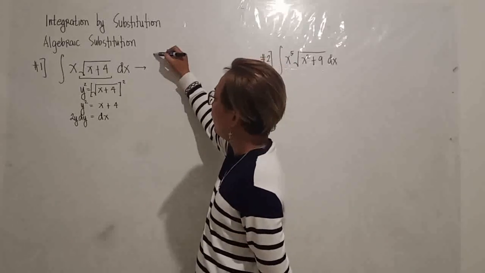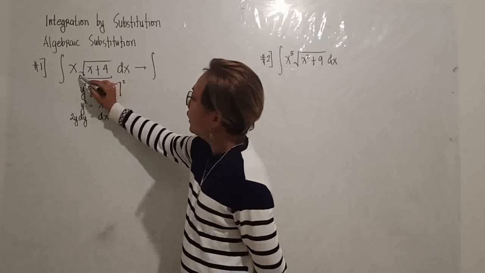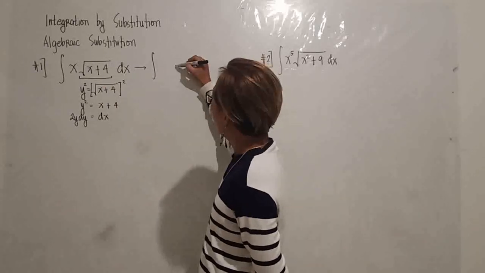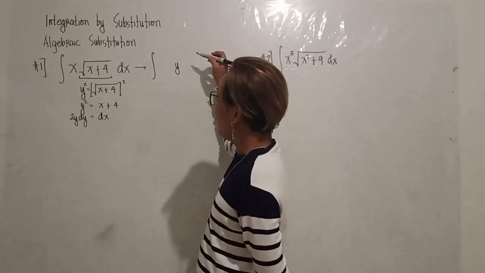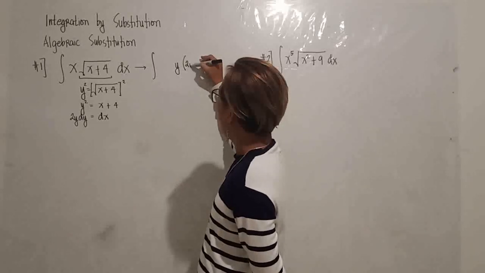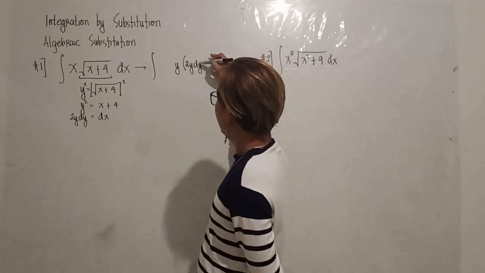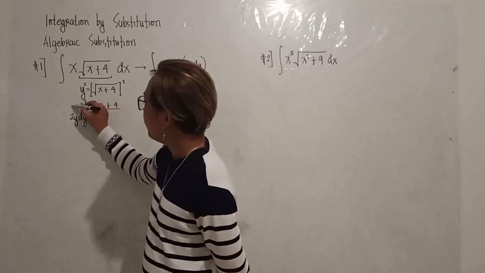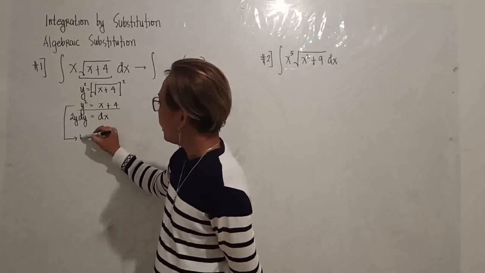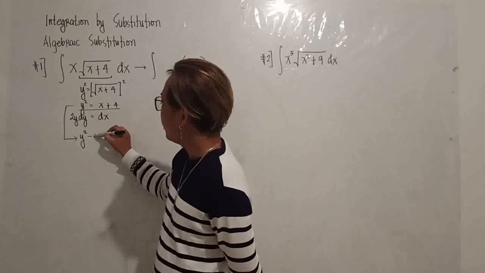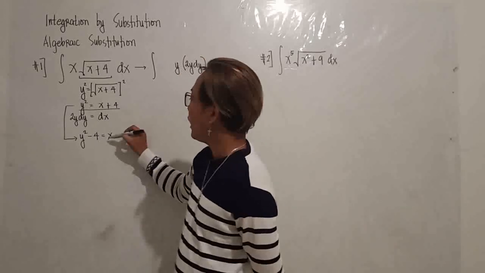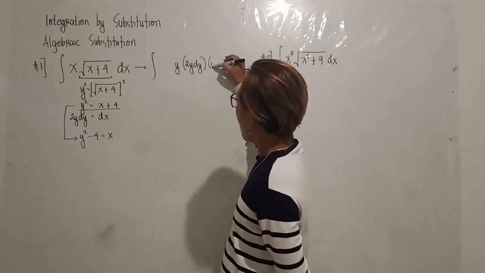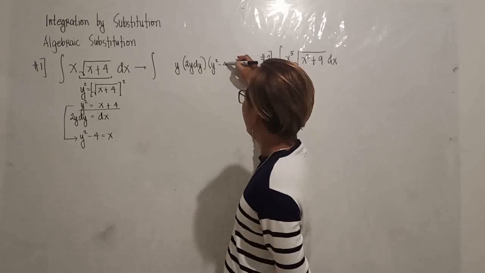Now you will use these equations para dito. You will now have the integral of the x, or the square root of x plus 4 is simply y. Then the dx is simply 2y dy. How about the x? You will get the value of x through this equation, which is y squared minus 4, and that is equivalent to x. You will now have the value of x as y squared minus 4.